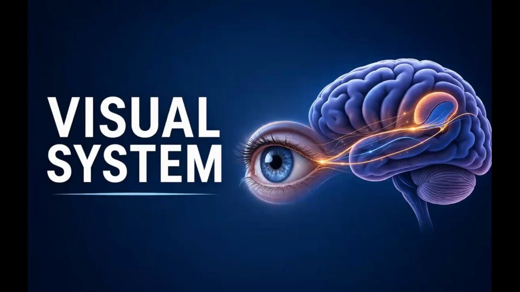So if someone asked you, how is information from the right visual field conveyed to the left visual cortex? The answer is that the right visual field activates the left half of both retinas. Fibers from the right eye's nasal retina cross at the optic chiasm, while fibers from the left eye's temporal retina remain ipsilateral. Then together, they reach the left lateral geniculate nucleus and then the left visual cortex. That is one of those facts that shows up again and again in neuroanatomy.